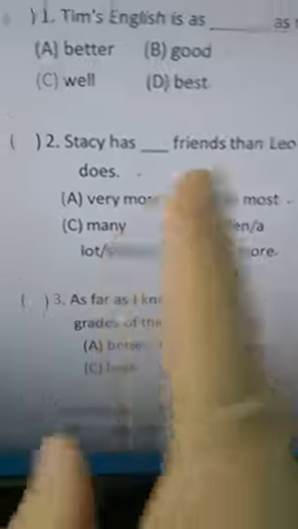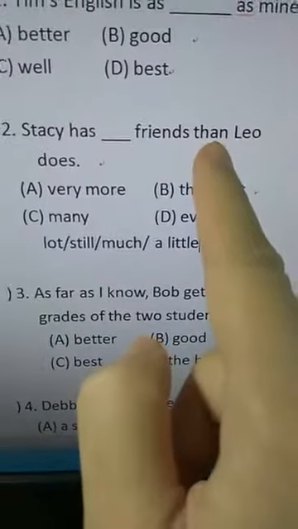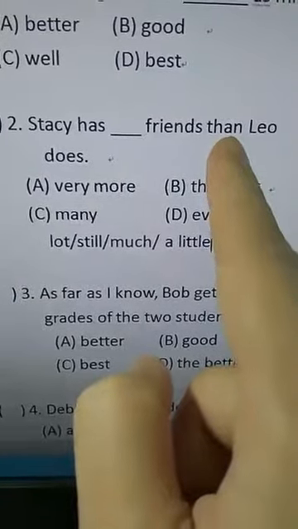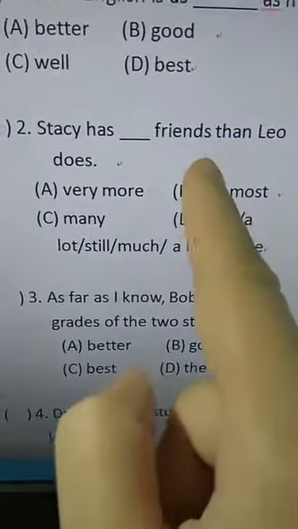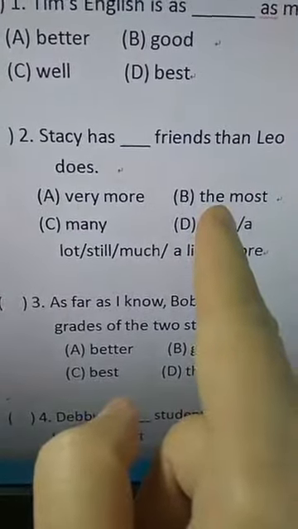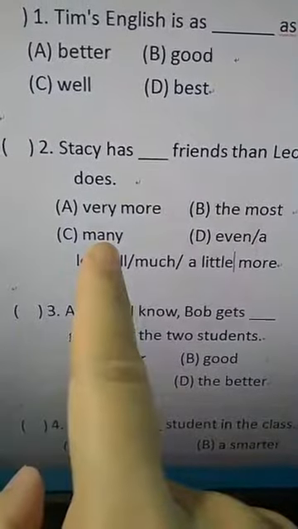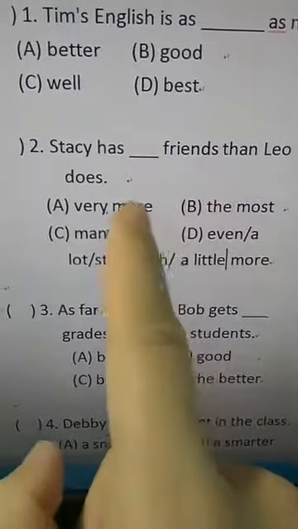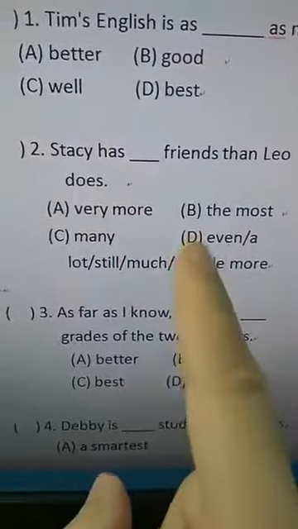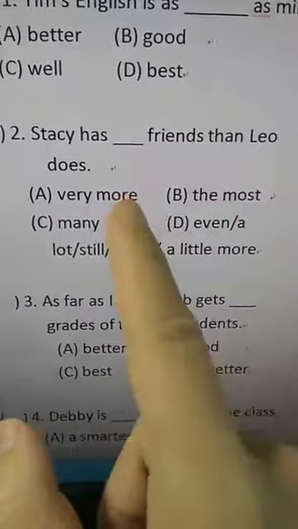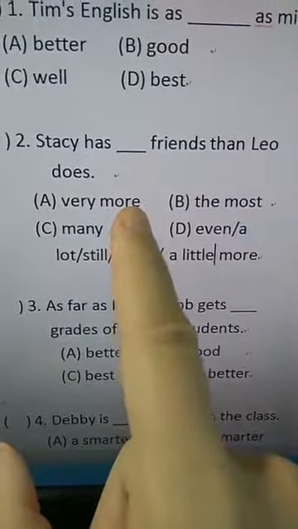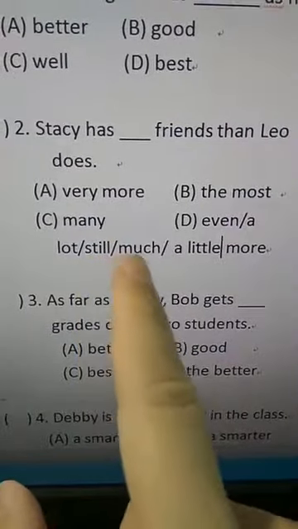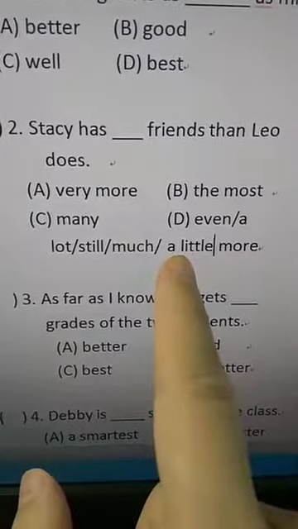The first key point is whenever you see the word then, please use the comparative form of an adjective. So that's the reason why we cross out B, because that's the superlative form. We cross out C because that's the original form. We only have A and D, but why is A incorrect? Because whenever you need to modify a comparative form of an adjective, you use even, a lot, still, much, a little, some words like this, okay?